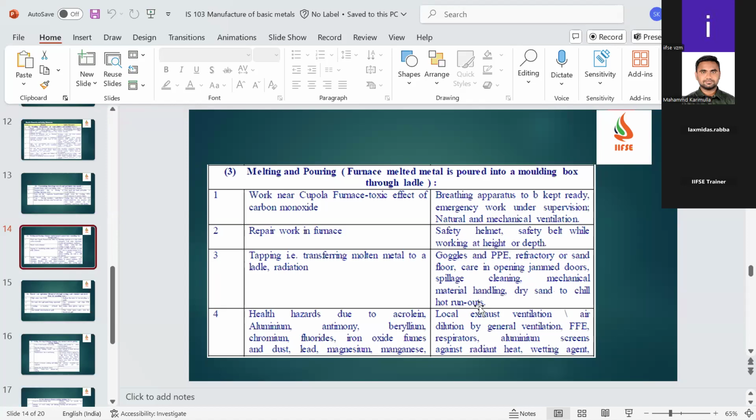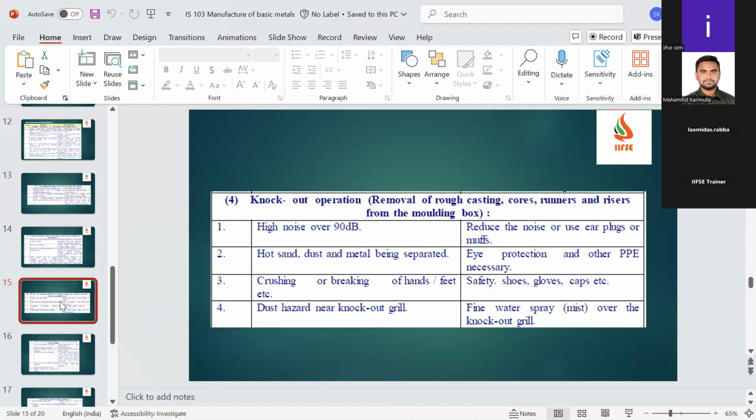Okay, spill cleaning, mechanical handling of ladling, dry sand for chills or hot runouts. Hot runouts are again the provisions to pour metal into the molds. Then local exhaust ventilation for the exposure to these fumes, as I mentioned yesterday. Here they use a local exhaust hood over the furnace, so that whenever fumes are generated, it will automatically suck them out.